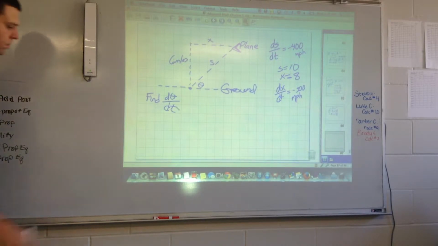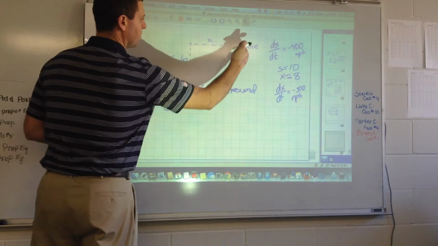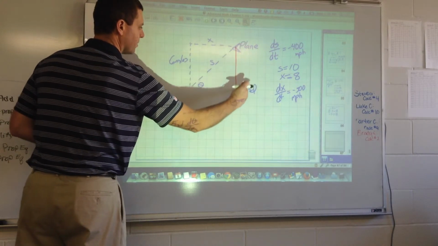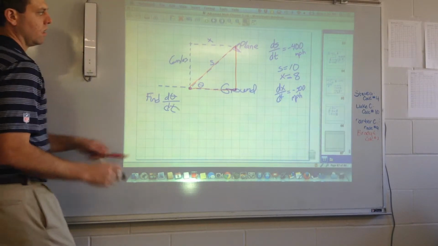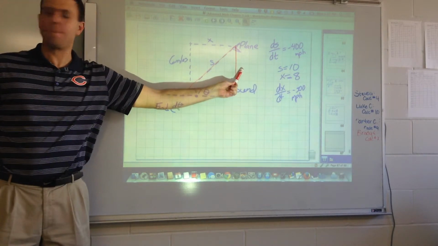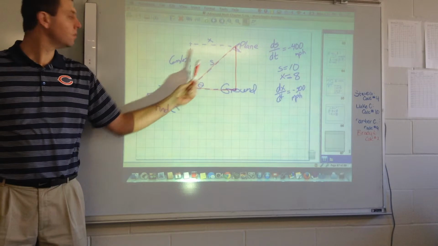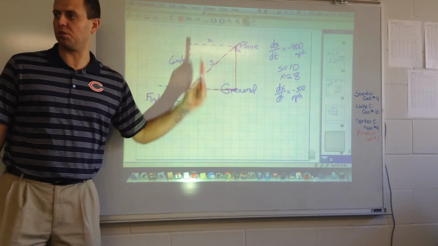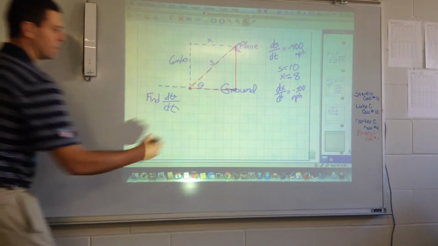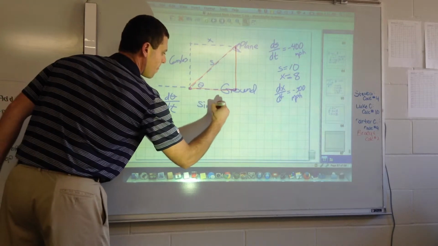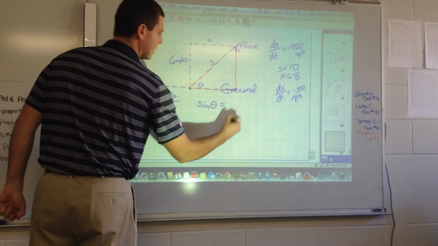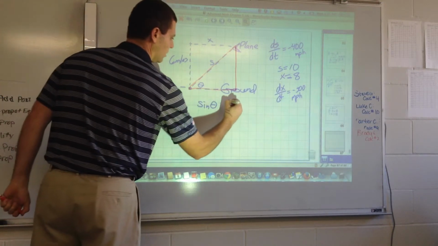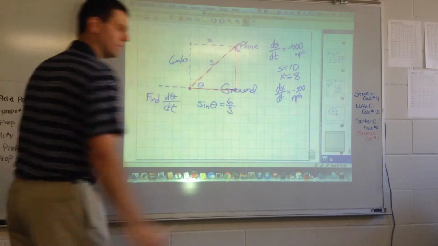Yeah, you could do that. Triangle. I know this is 6, right? Yep. And I know that's 10. So the sine of theta equals 6 over 10. Or actually, because s is changing, the sine of theta equals 6 over s.